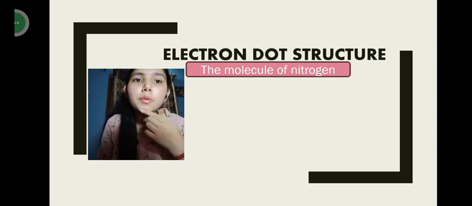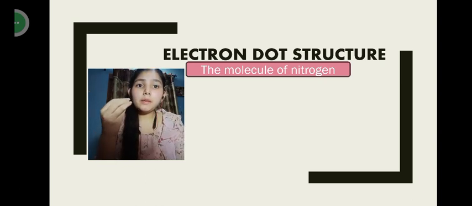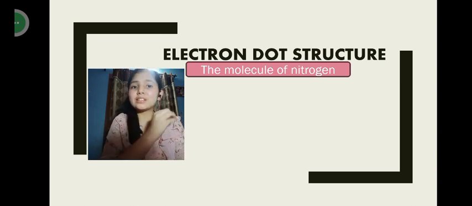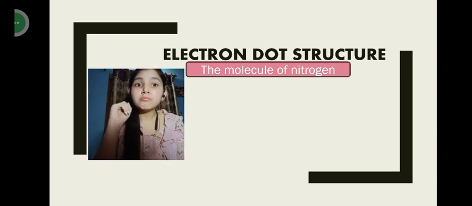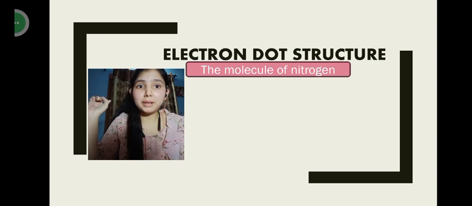So if you find that any metal is forming a covalent bond, right? So that metal is not a metal, that is a non-metal. I've already discussed that metals can't form covalent bonds. So if someone is saying a metal is forming a covalent bond, then get out of that place.